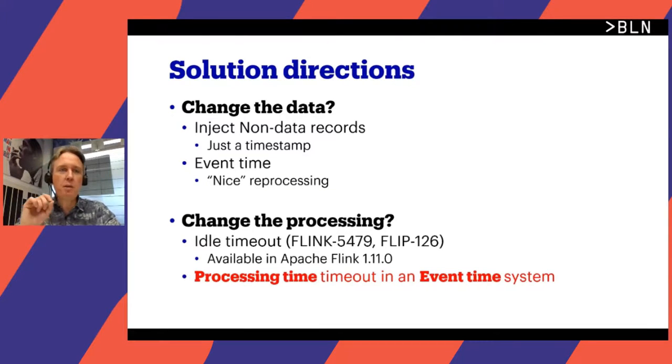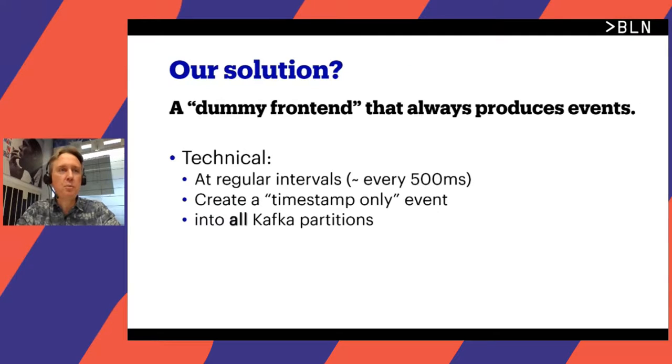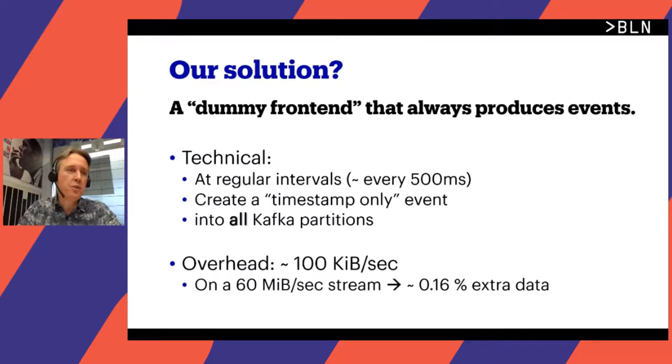I find it very important to stress that if you use this feature, you are mixing processing time and event time. You have an event time system, and suddenly the processing time matters. It may be useful in some cases. I consider it a risk. So the way we try to handle this is that we now have a very simple single-threaded dummy component that simply creates every 500 milliseconds a timestamp-only event that is thrown into all Kafka partitions. And the overhead is negligible.